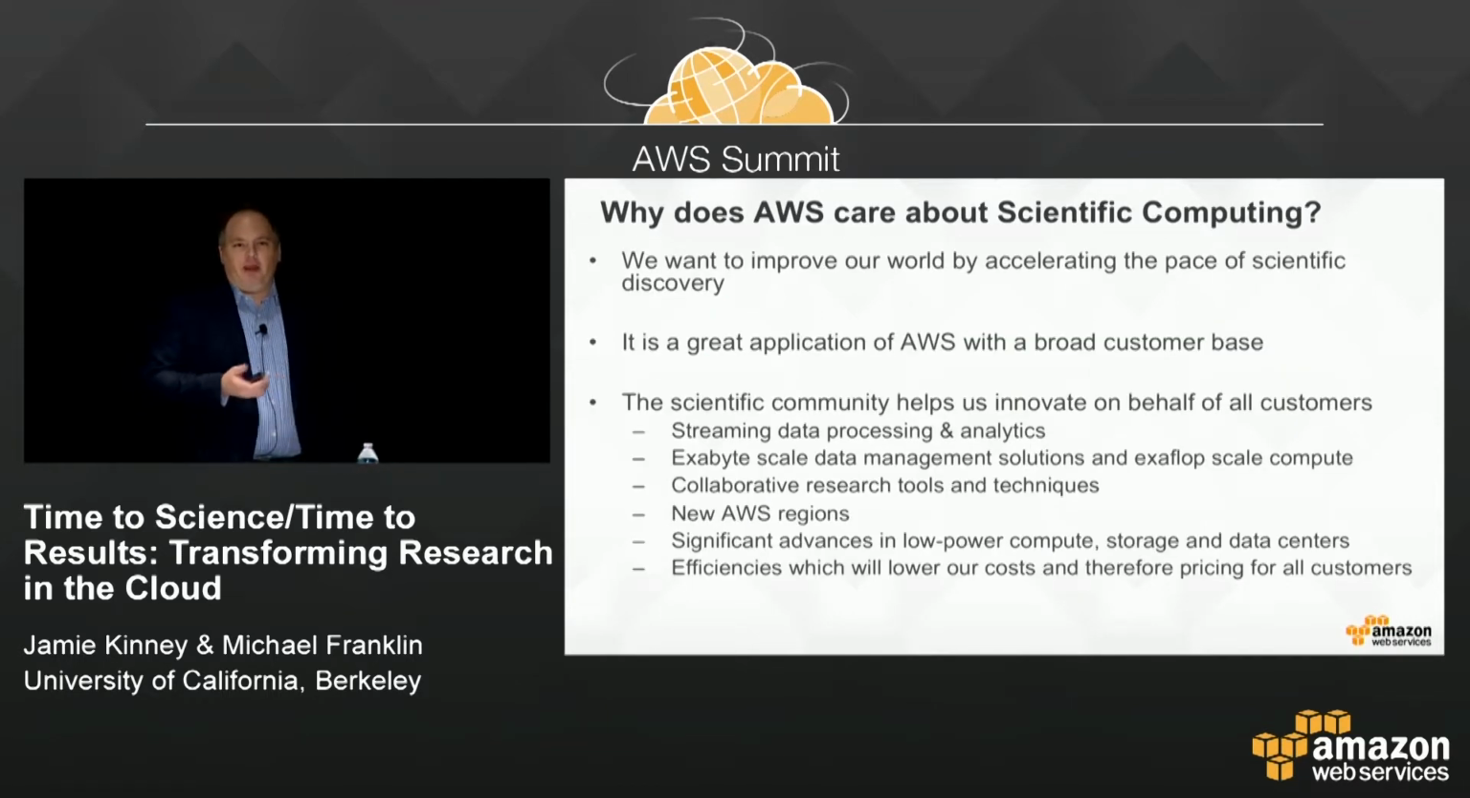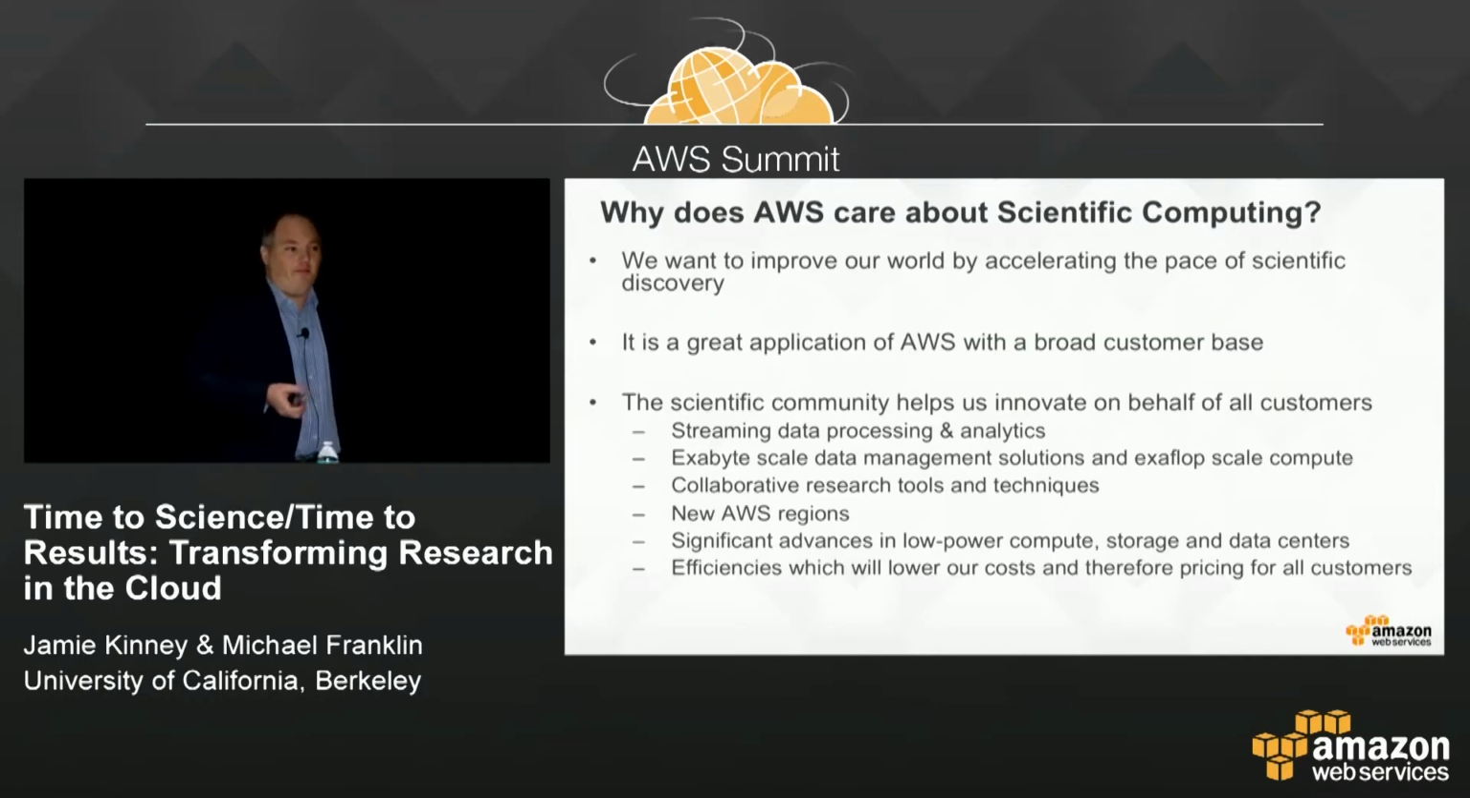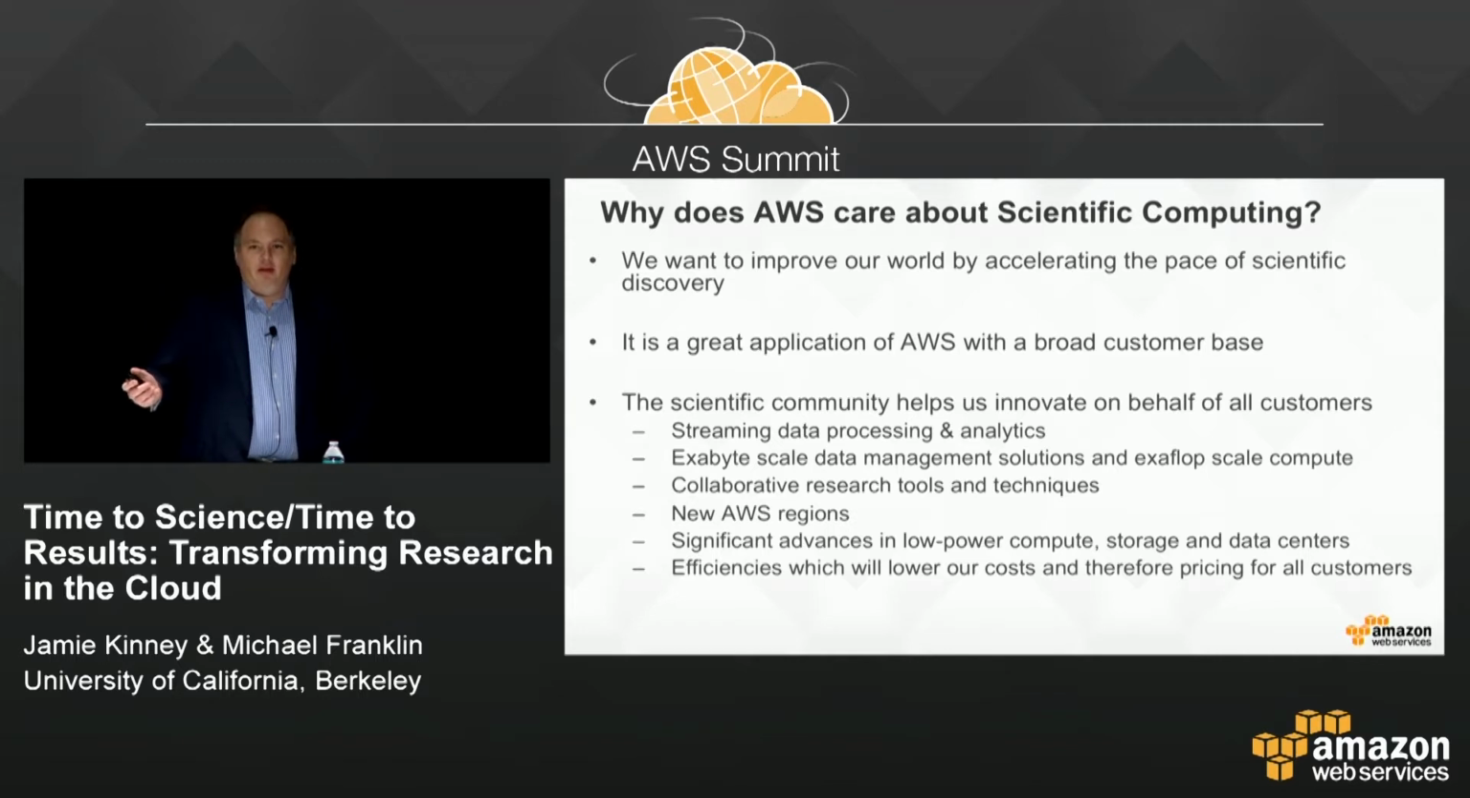So why does Amazon care about scientific computing? It really bundles into three broad categories. One, to a person within Amazon, this is across all of Amazon.com, we love science. We love the outcomes of science. We want to make our world a better place.